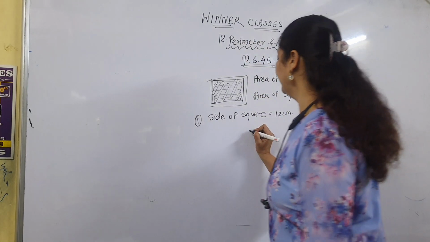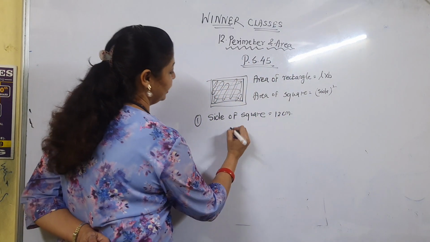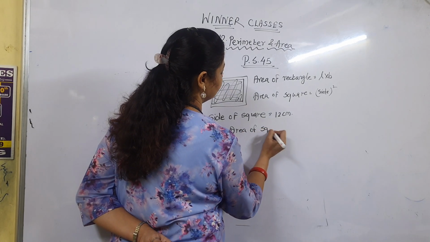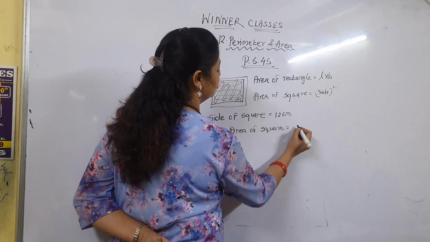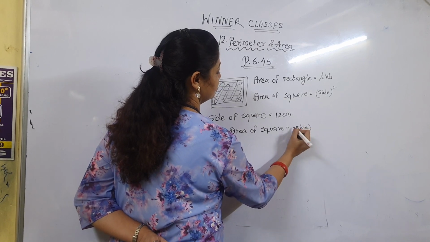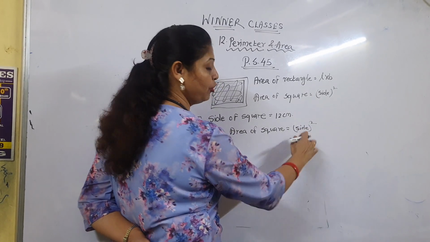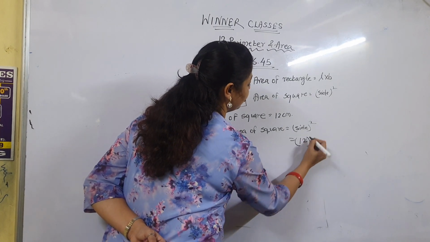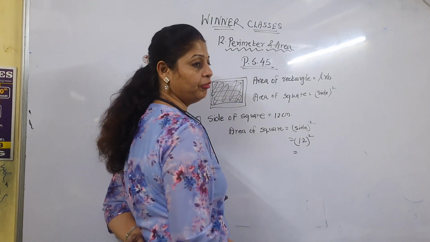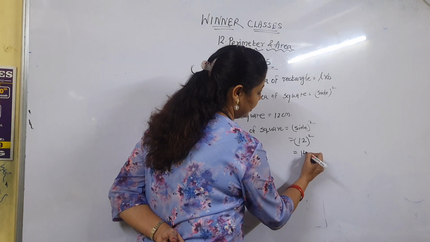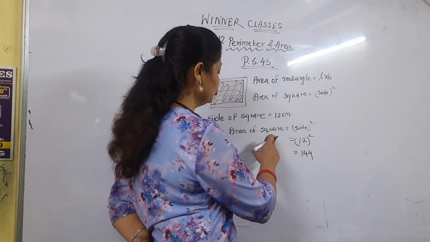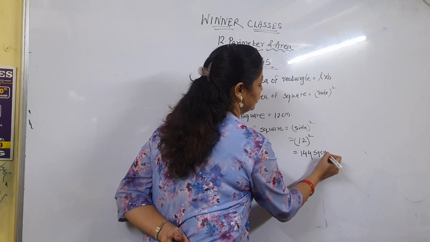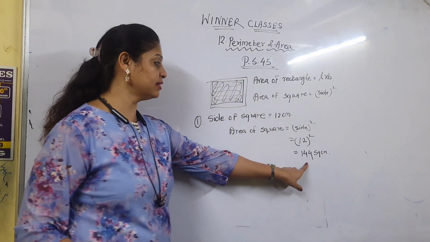And what we have to do is find out the area. So area of square is equal to side square. This is our formula, and the side is given as 12 centimeter, so we want the square of 12. So what is the square of 12? 12 twelves are 144. Now we want the square area, so square centimeter. This is our answer to this question.